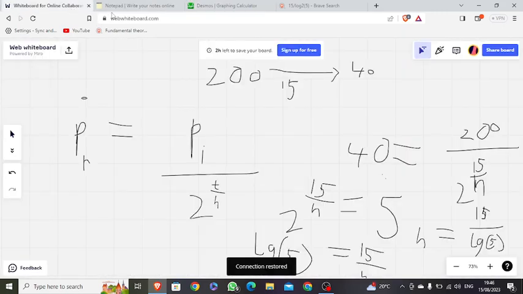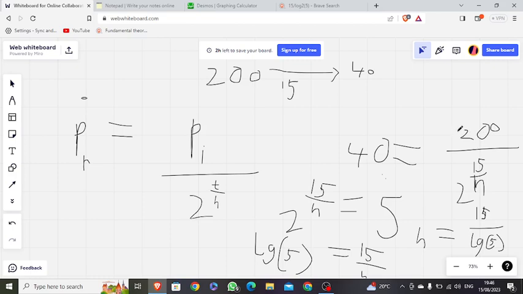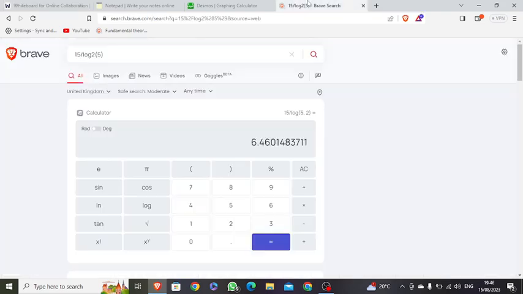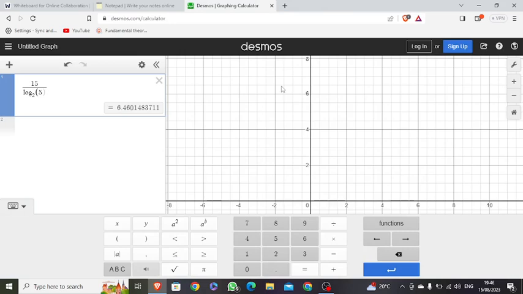Let's see if this is in seconds. Yep, that's in seconds. And this 200 was not really in a proper unit, it was just 200 atoms, and the remainder was also in atoms. And this 15 was in seconds, and 15 over LG5 should be seconds. Okay, so this is correct after all. And that's how you solve this.